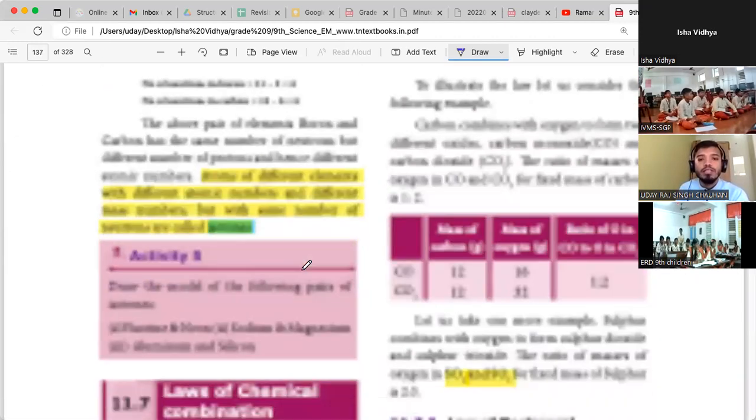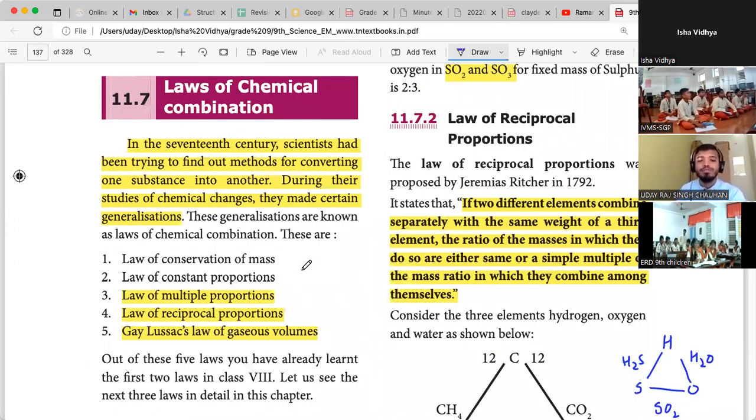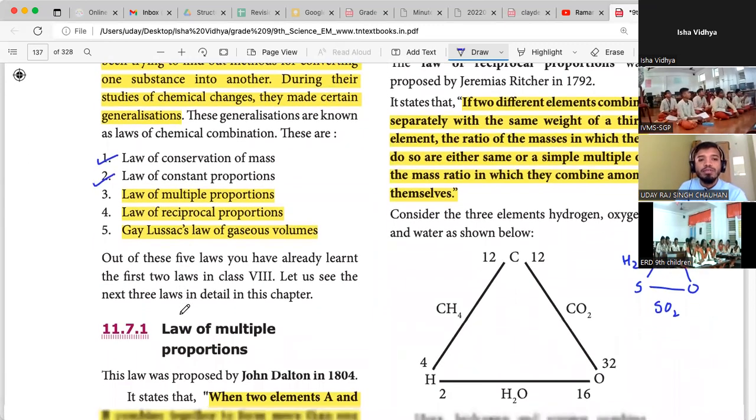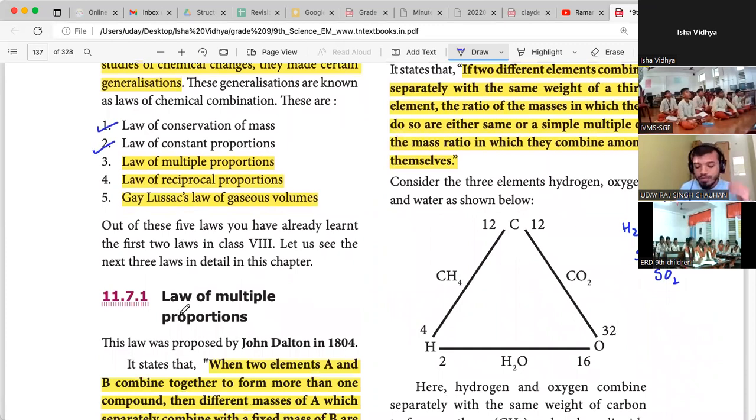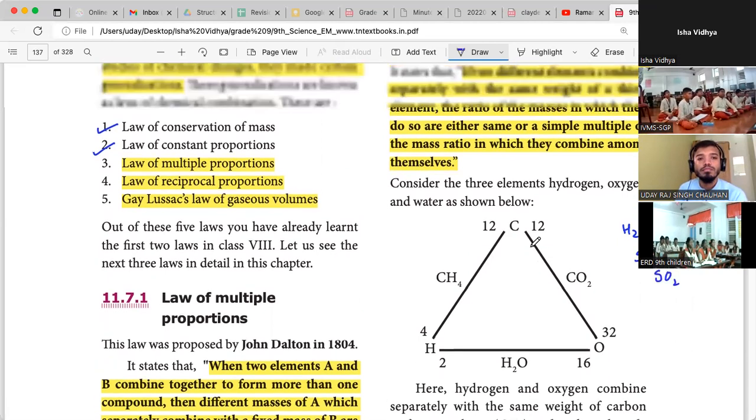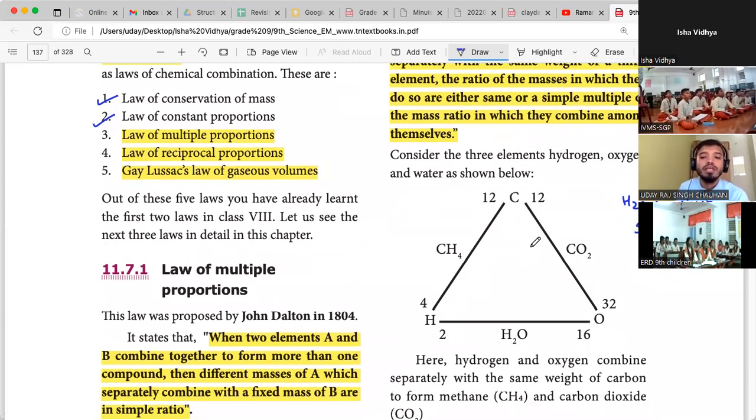Okay, let's move on to the last part, laws of chemical combination, right? So the first two laws, I think you have studied before: law of conservation of mass and law of constant proportion. Just for a quick revision, what is the law of conservation of mass? Anybody remembers? So basically mass can neither be created nor be destroyed. So in a chemical reaction, the total mass remains constant, right?